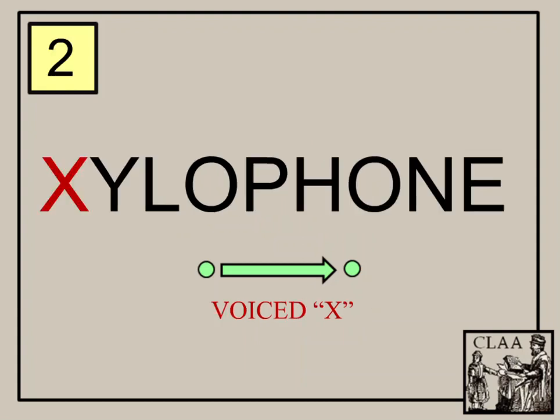The second sound made in English by the letter X is the voiced X, z, z, z. Let's read this word together with the voiced X sound, z. Xylophone, xylophone, xylophone.